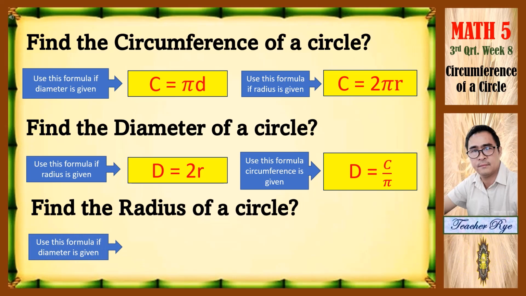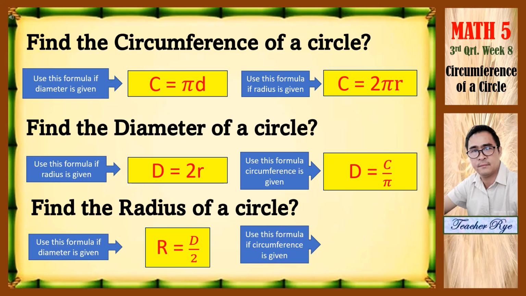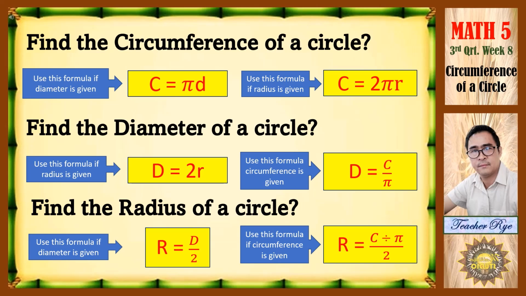Find the radius of a circle. So, use this formula if diameter is given. So, radius is equal to diameter divided by 2. Then, use this formula if circumference is given. That is, radius is equal to circumference divided by pi over 2. So, ngayon, dyan nagtatapos lahat ng ating topic sa third quarter. So, magkita-kita ulit tayo sa susunod na quarter ng ating pag-aaral.